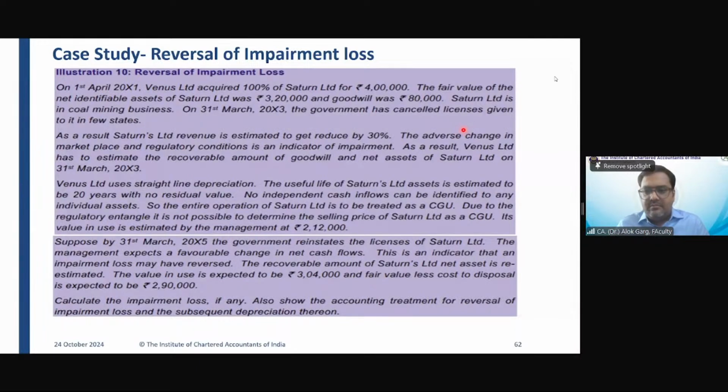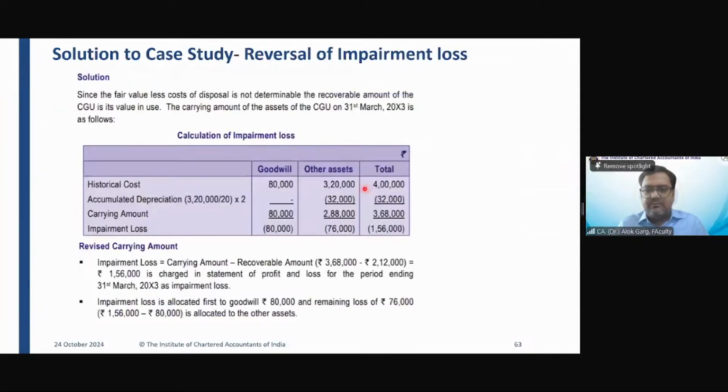Sir, in case of calculating the carrying value, had there not been any impairment loss, we should not consider what has been reversed in the goodwill, like in the given case, 80,000 has been charged against goodwill. Yes, you are not required to consider that.